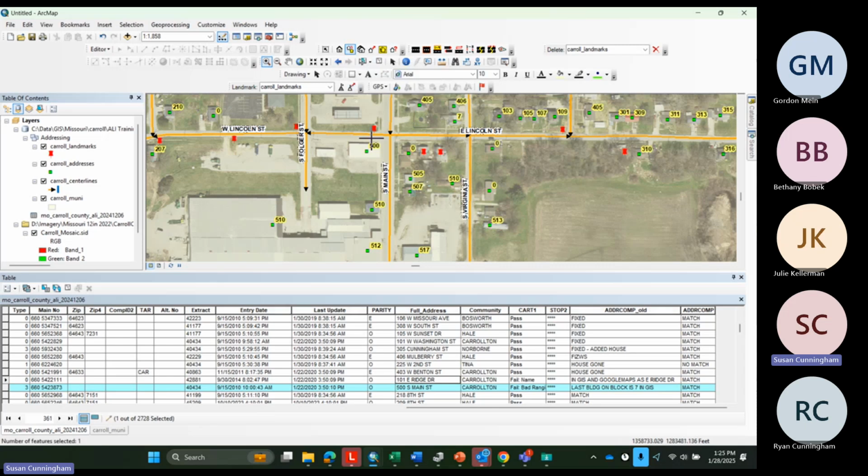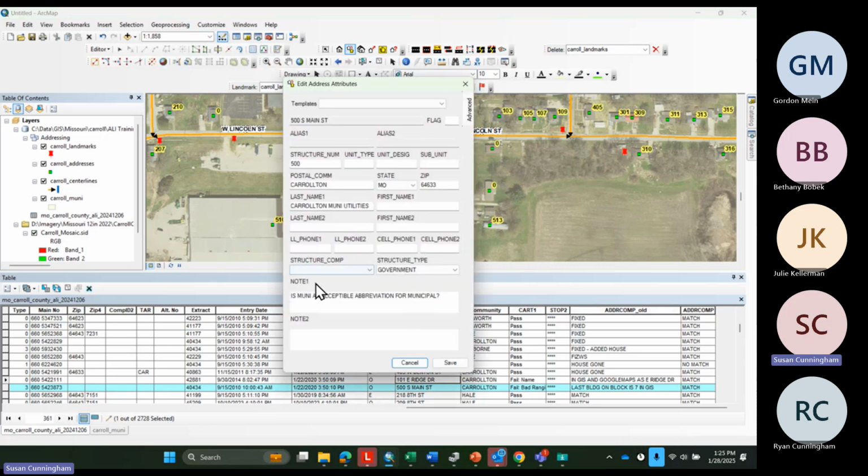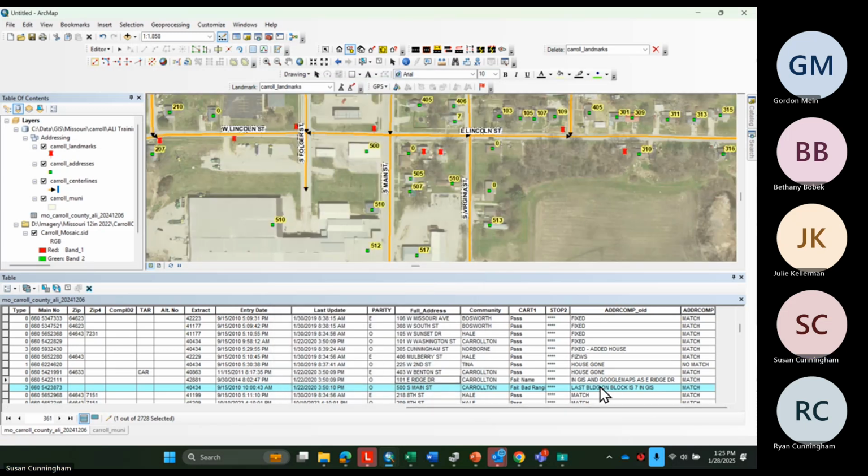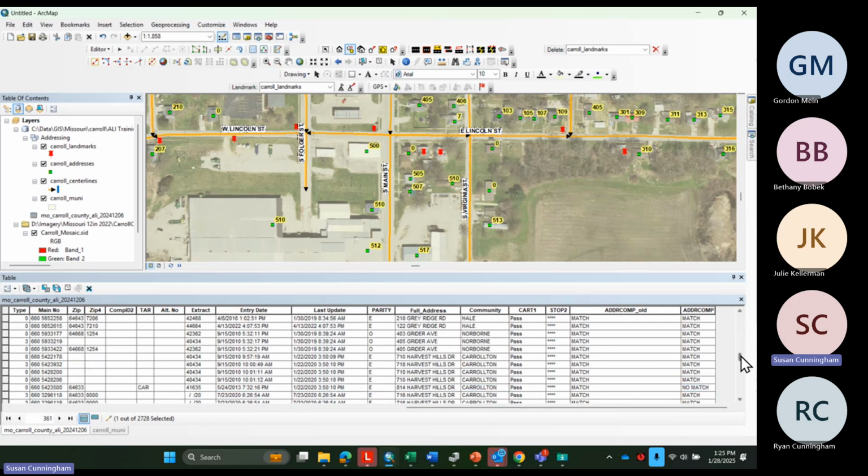Perfect. I'm just looking for this 500 South Main Street. Carrollton Municipal Utilities. I don't even know what was going on with that one. I feel like everything is scrambled, like things are matching that shouldn't match, you know?